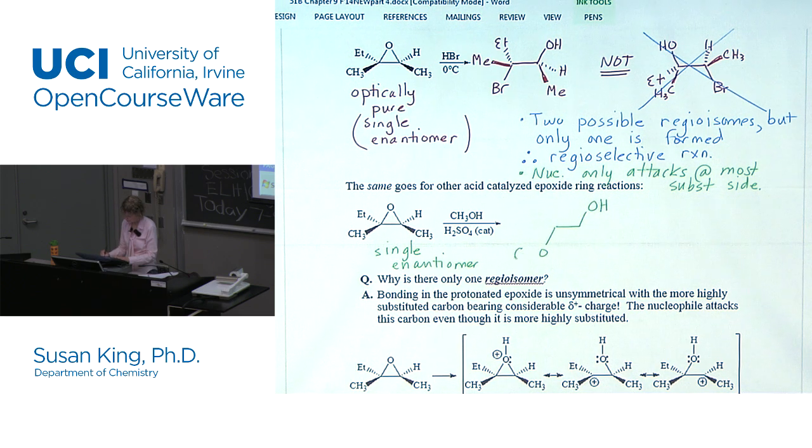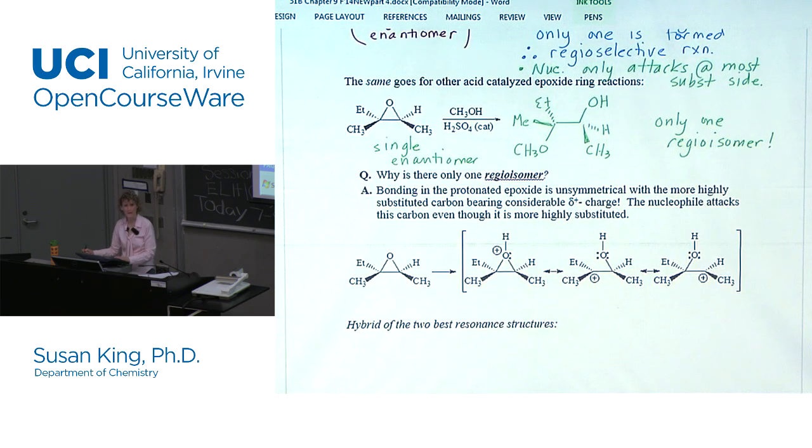So we'd have methanol come in here, and you can see the methanol is just taking the exact place that the bromine takes. Everything else that we draw is going to match the top red drawing exactly, except that now instead of the bromide, we have methanol. So we have only one regioisomer. So the question is, why is that happening?